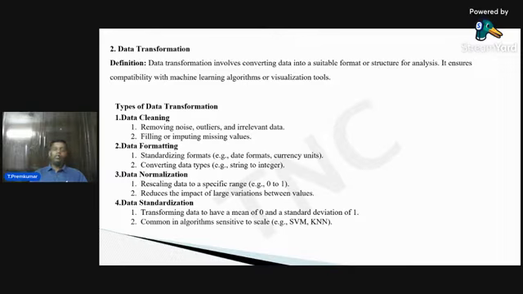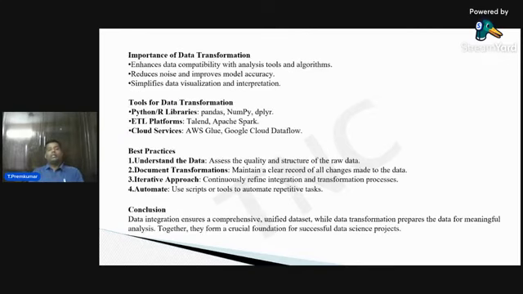And in the case of data normalization, it is mainly used to reduce duplicate data as well as large variations between the values. And data standardization can be used to transform the data to a mean of zero and a standard deviation of one. This is common for algorithms sensitive to scale, that is SVM as well as KNN, which can use data standardization.